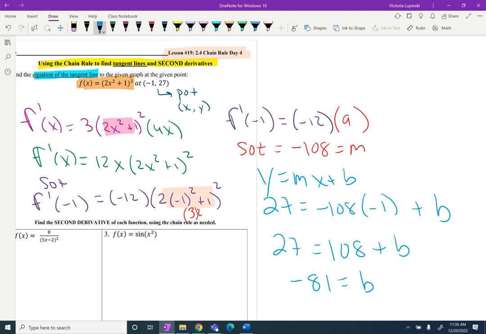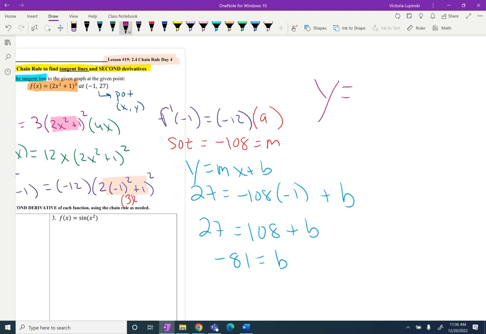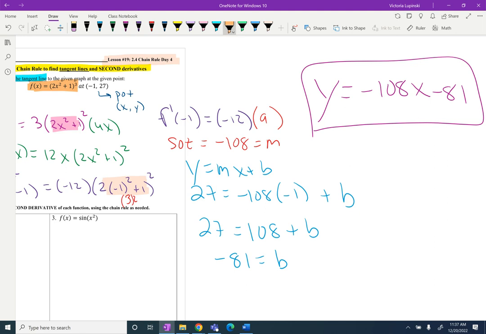And then again, please don't do all that great hard work and then lose half a point for not putting it all together. What is my final equation? Y equals, what's M? Negative 108. Don't forget the X minus 81. So that is the equation of the tangent line to that graph at that point. You have probably done like 35 of these this year. I just wanted to do one with the chain rule. Don't forget the chain rule is still a thing now for whatever the problem has to be, whether it's a regular derivative or an equation of a tangent line. So any issues with number 1?